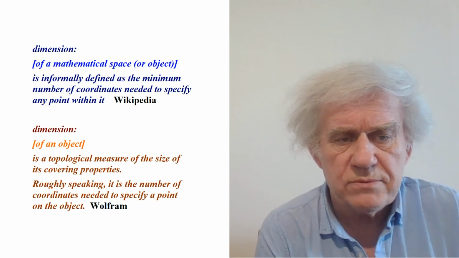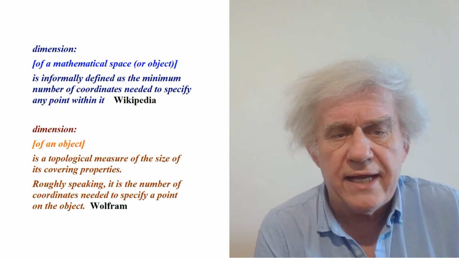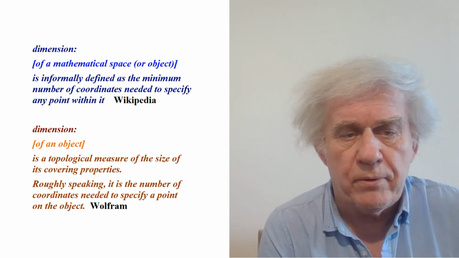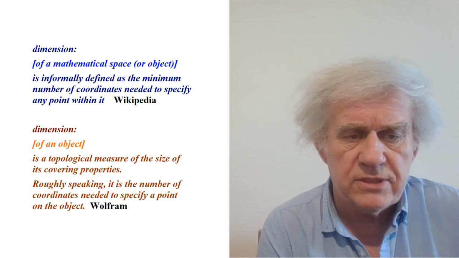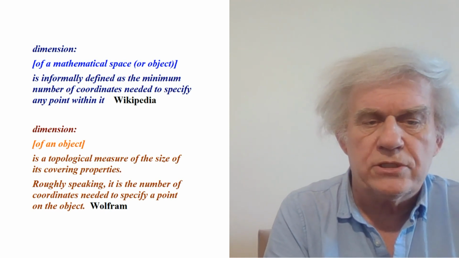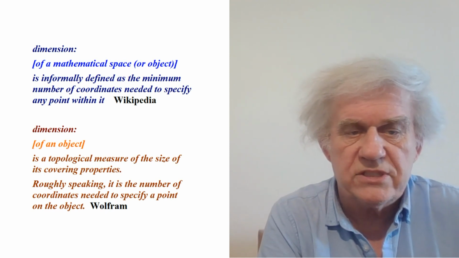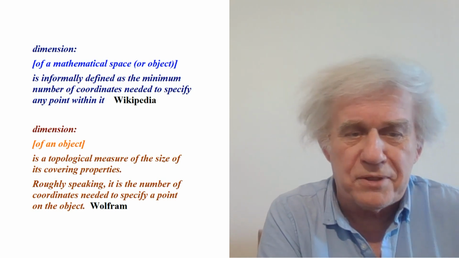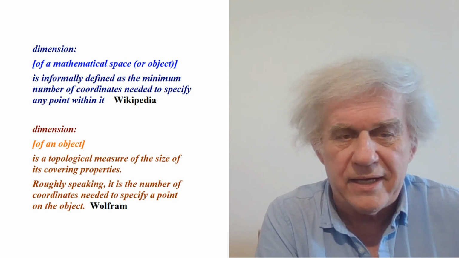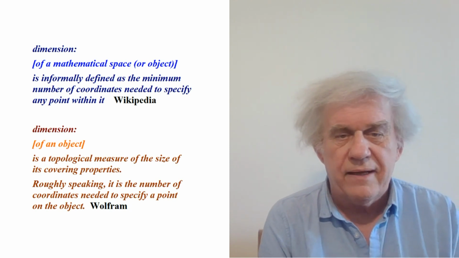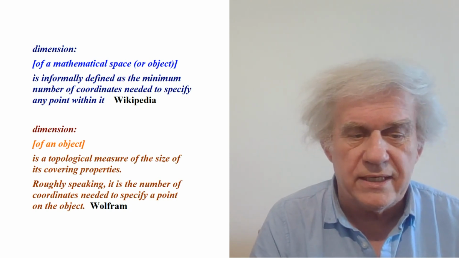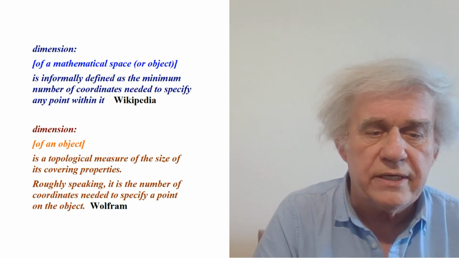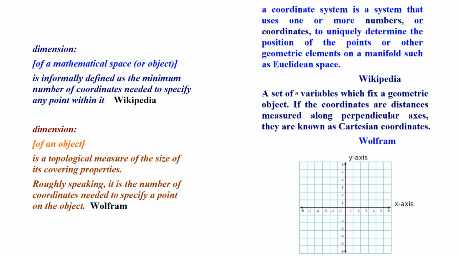And then the first one says it is informally defined as the minimum number of coordinates needed to specify any point within it. And the other one says something similar, it is a topological measure of the size of its covering properties. Roughly speaking, it is the number of coordinates needed to specify a point on an object. So they're both saying the same thing. It's the number of numbers, because that's what a coordinate is. Here we see what the definition of coordinate is, more or less.